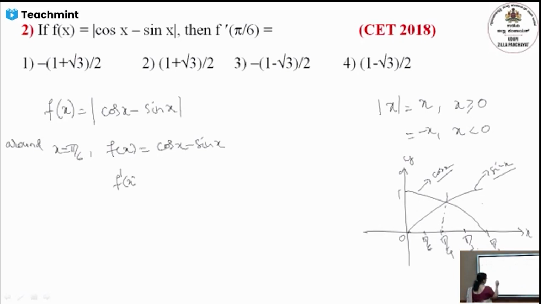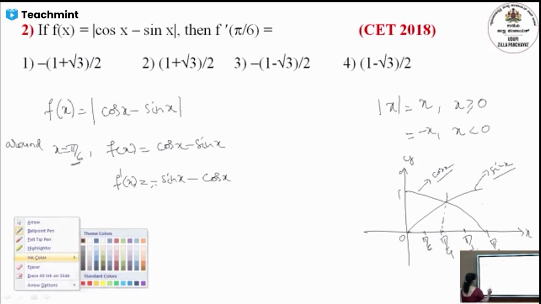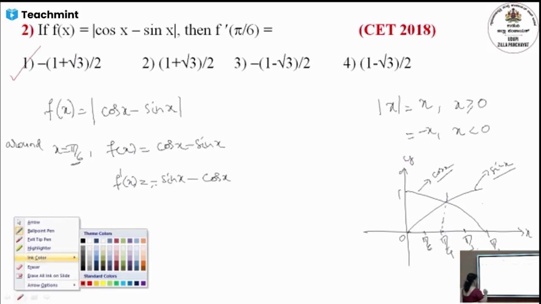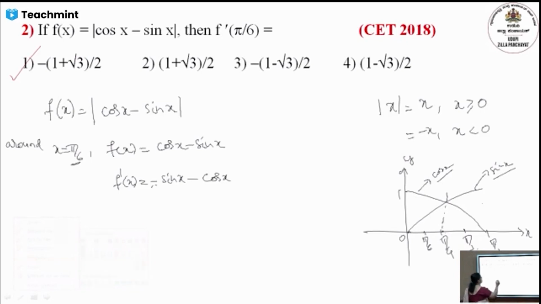Now tell me, what is the derivative of cos x? It is minus sine x. What is the derivative of sine x? Cos x. After this, you actually should not do any calculations. Why? See, f dash is minus sine x minus cos x, and pi by 6 is in the first quadrant where both sine and cos are positive. So this has to be negative, both negative. How many options are there? Only one, is it not? There's only one option which has both negative. Therefore, that should be the option. So you can save some time if you use such logic.